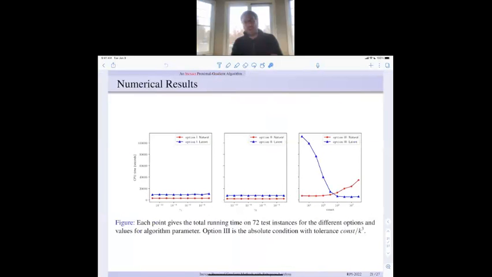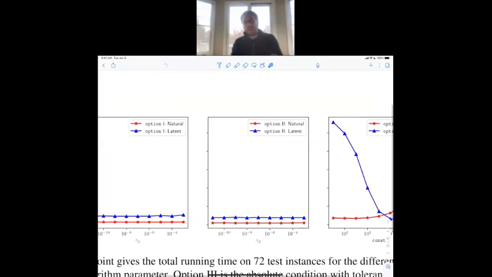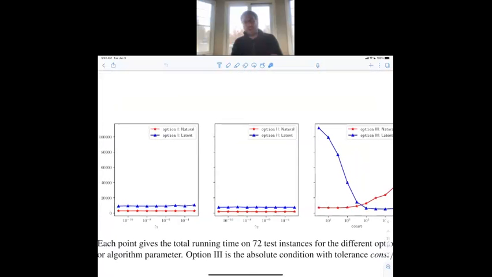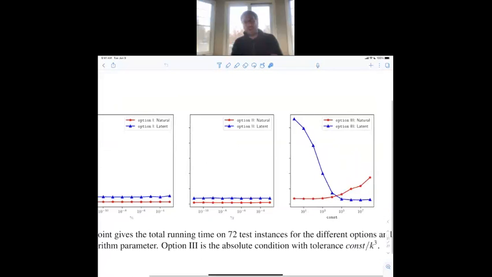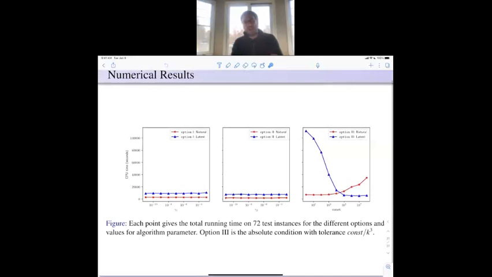There are some numerical results, so I'm not going to go into these in detail. I'm just going to say that we tested our options, and the two options that we've developed tend to be very insensitive to parameter selection. We have two different options, option 1 and option 2. And there's another method that we tested against, which we call option 3, which is not our option. It's one that's based on the absolute kind of stopping condition.